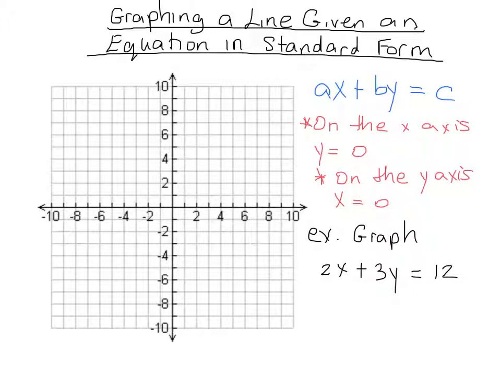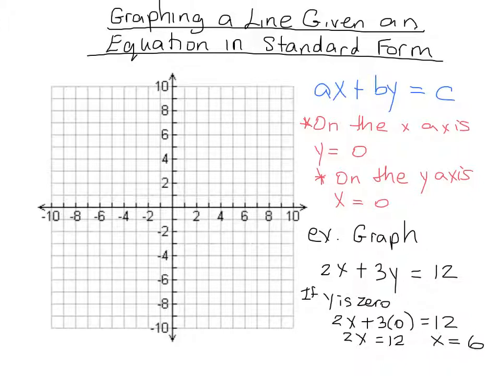When y is equal to 0, we can figure out one of our intercepts. So if y is 0, we can plug in: 2x plus 3 times 0 gives us 12, which means that 2x gives us 12 and x is 6. So when y is 0, x is 6, and that is actually a point. X is 6 and y is 0: (6, 0). And we've figured out the x-intercept.